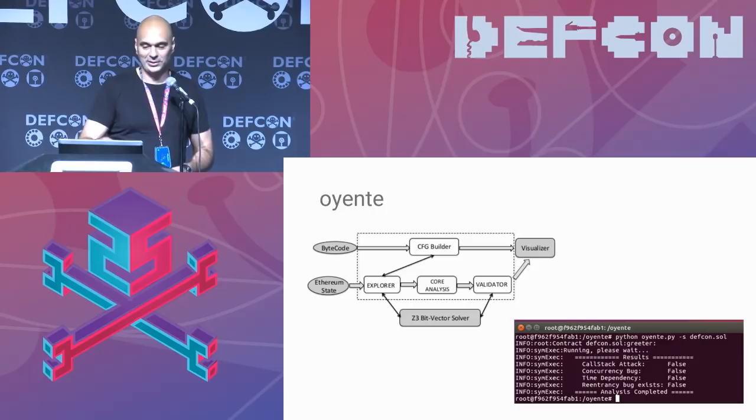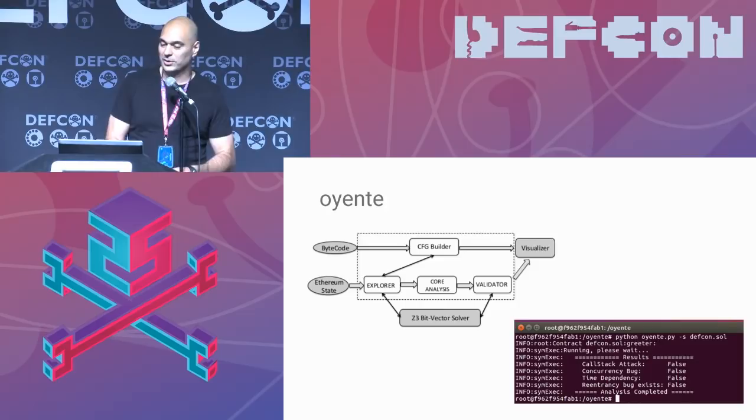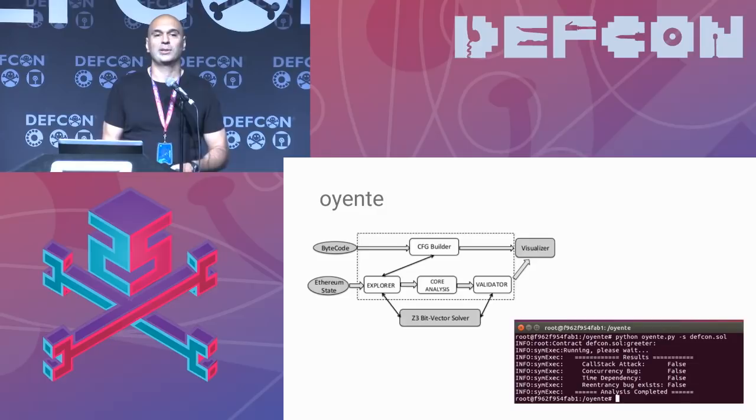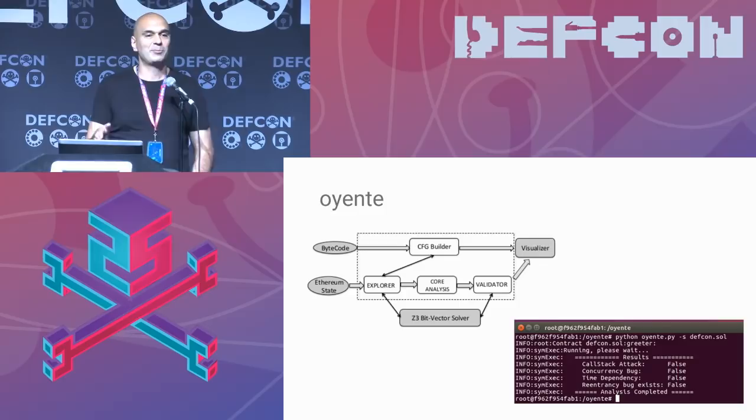So it detects three valid issues and one sort of invalid one. The call stack attack, which we'll talk about later, hasn't really been valid since EIP-150. But it also detects concurrency bugs or transaction order dependence, time dependency attacks, and reentrancy, which is the big DAO attack. So that's an important one. And it's pretty accurate. It looks like it has less than 10% false positives, based on other people's data and my testing too.